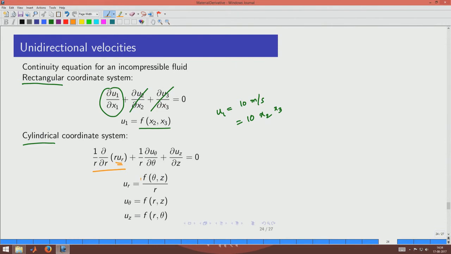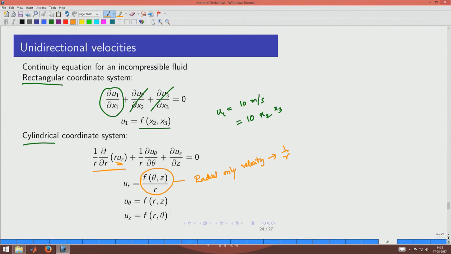So, which means that if you want radial only velocity, then it must be of the form 1 by r. So, as r increases, the magnitude of the velocity should decrease. You cannot have the same magnitude in a radially outward velocity. That is what the continuity equation is telling us.